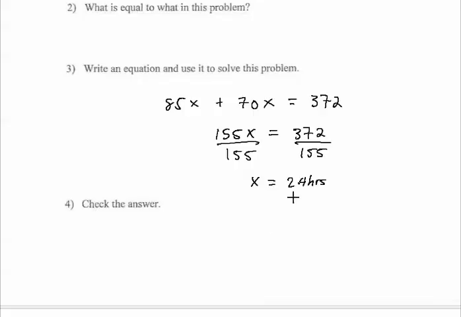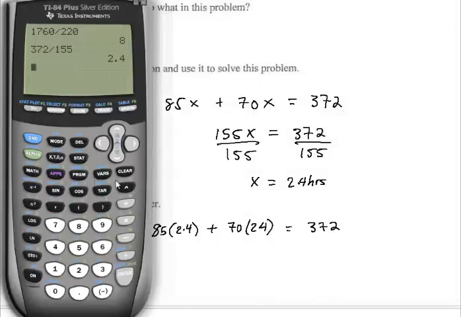Alright, if you wanted to check the answer, I would just simply take the equation and go back and plug in the 2.4, the number you found, for x, and make sure that it works out to give you 372. Alright, so more calculator work. 85 times 2.4 gives me 204, and then 70 times 2.4 gives me 168.